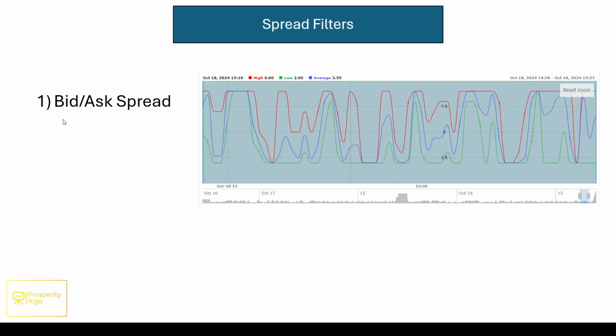We can now move to spread filters, and this can be very, very helpful with scalping systems. The spread can be defined as the difference between the bid and the ask. And it's very important when trading scalping systems with tight take profits and/or stop losses that the spread is low. I've made a different video on this, but the reason why gold works so well for scalping systems is the spread versus the volatility is exceptional.